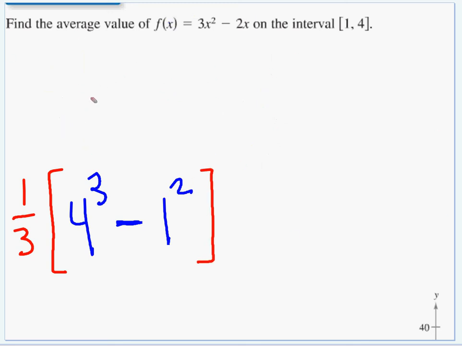Okay. So we've got our 1/3. 4 to the third is 64. And then minus 1 squared is 1.